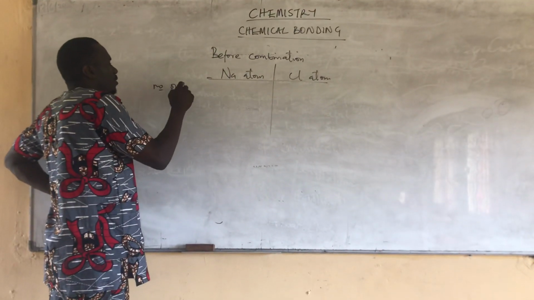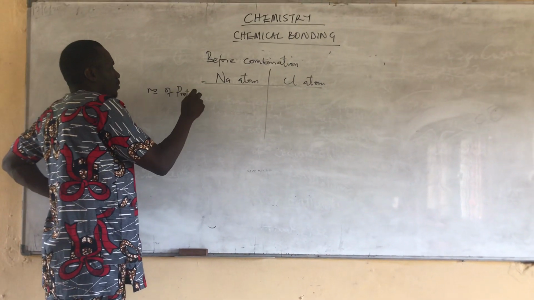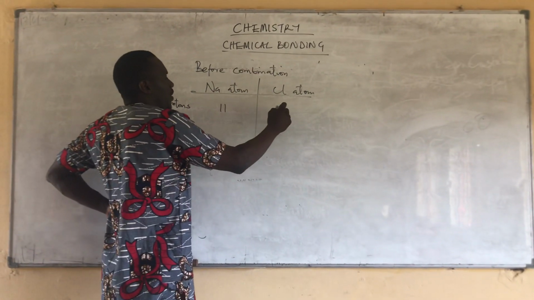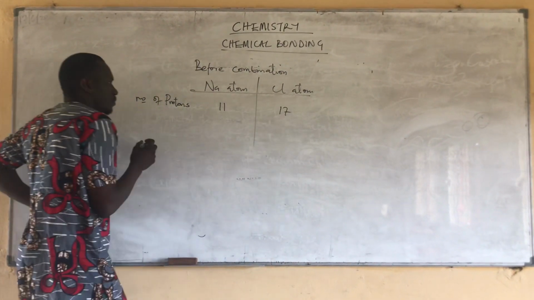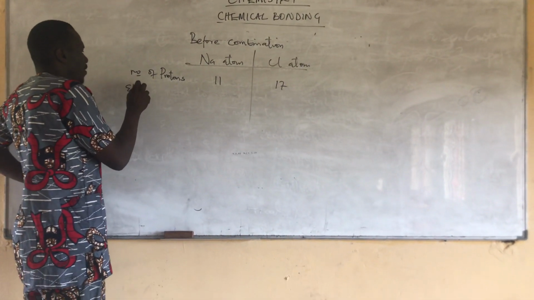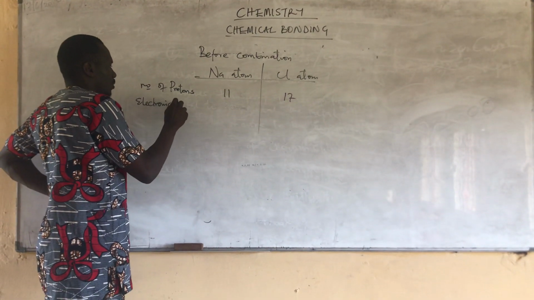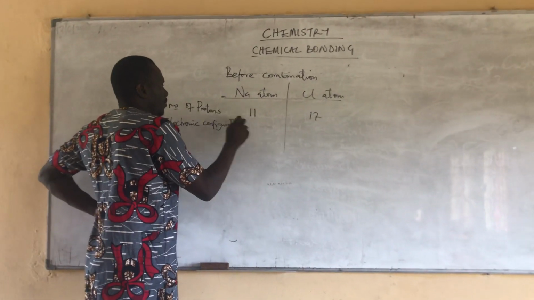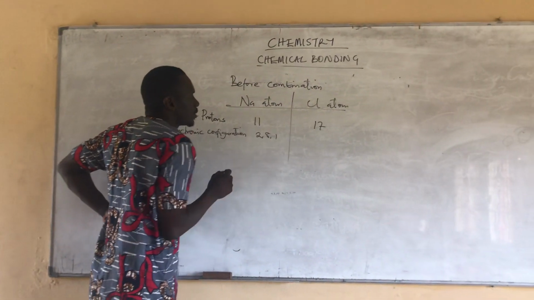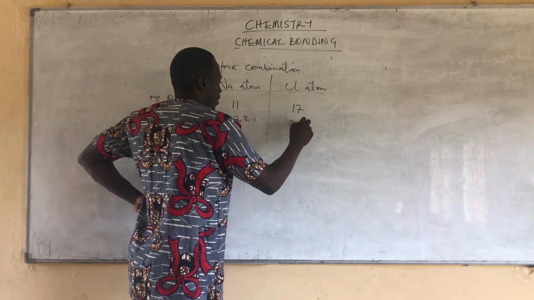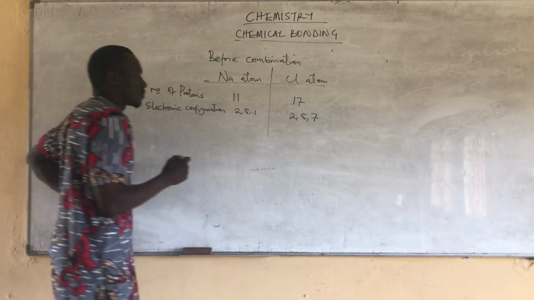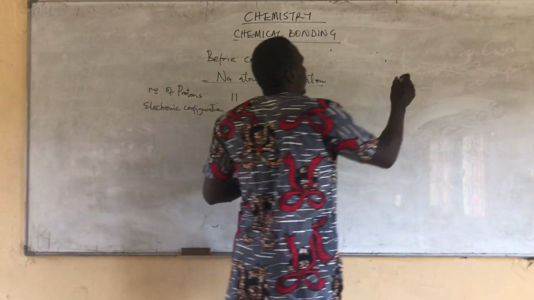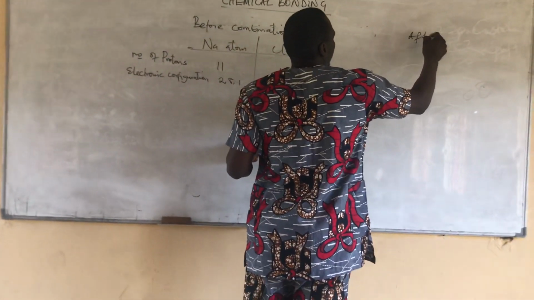Number of protons in sodium is 11. Number of protons in chlorine is 17. The electronic configuration: 2,8,1 for sodium, 2,8,7 for chlorine. Now, let's see what will happen after combination.